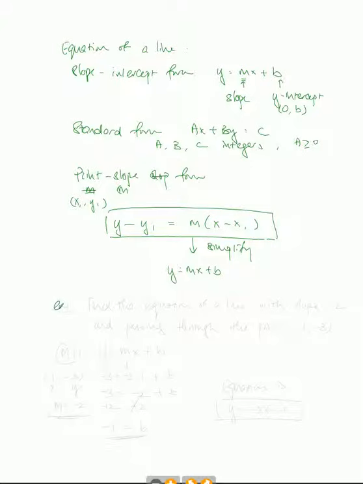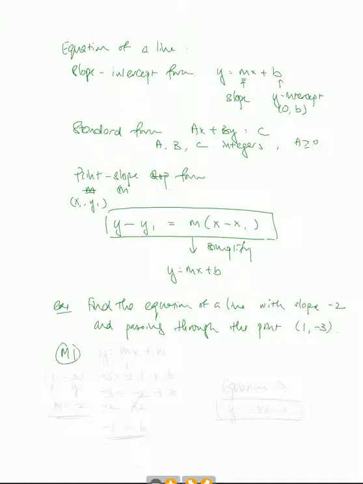So let's try the first example. Given a point, supposedly I say, can you find the equation of a line with slope -2 and passing through the point, say, (1, -3).